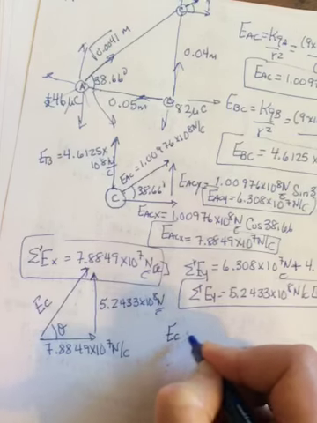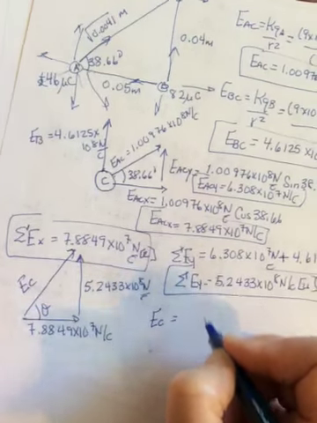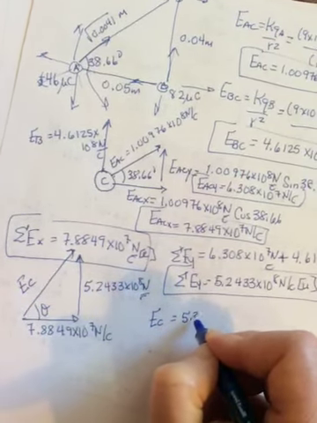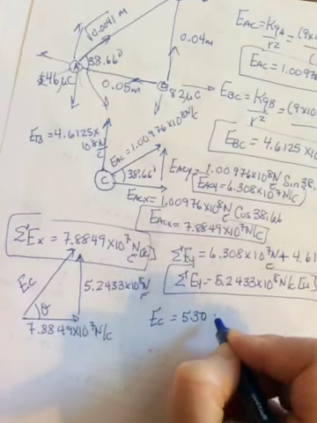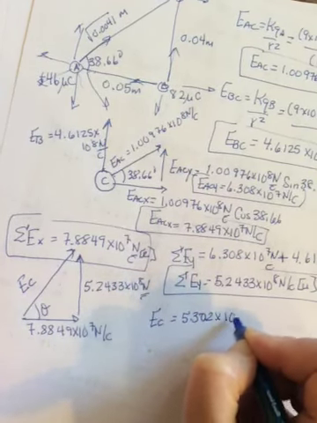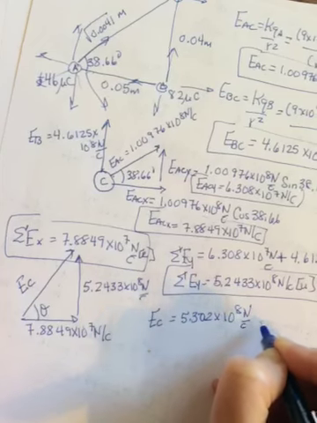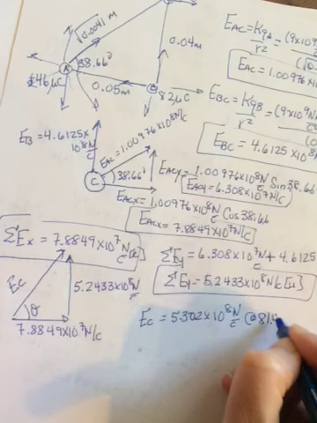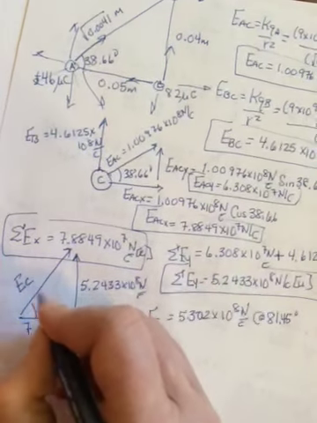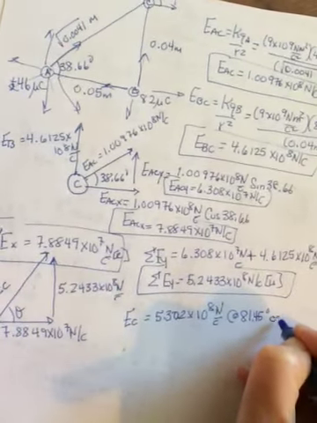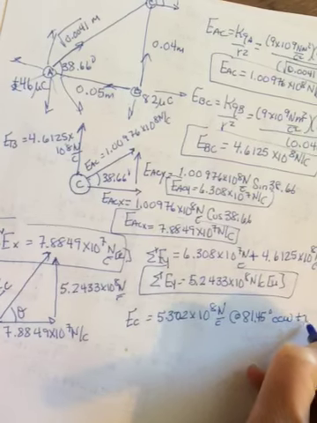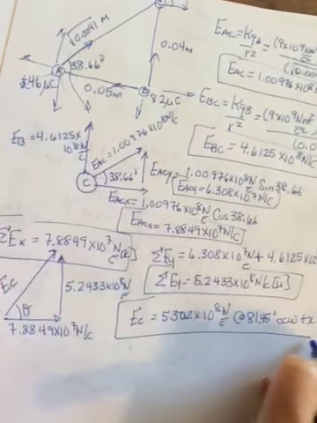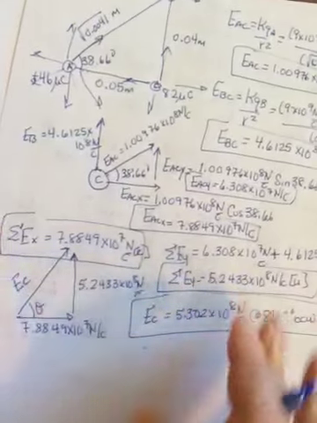So square them, add them together, and take the square root. You should get 5.302 times 10 to the 8th newtons per coulomb at an angle of 81.45 degrees. And if you look, that's counterclockwise to the positive x. The final answer to number 26.